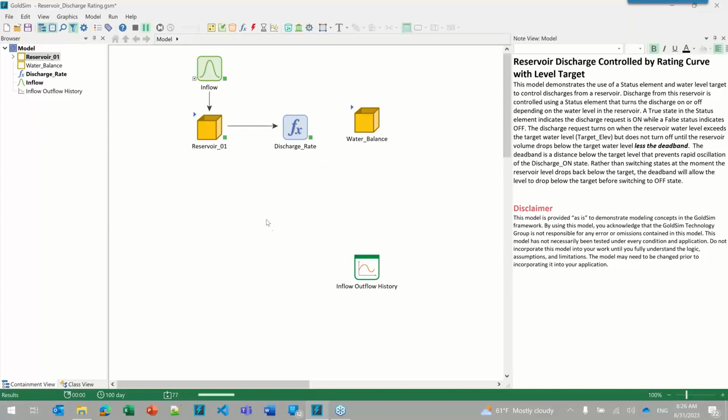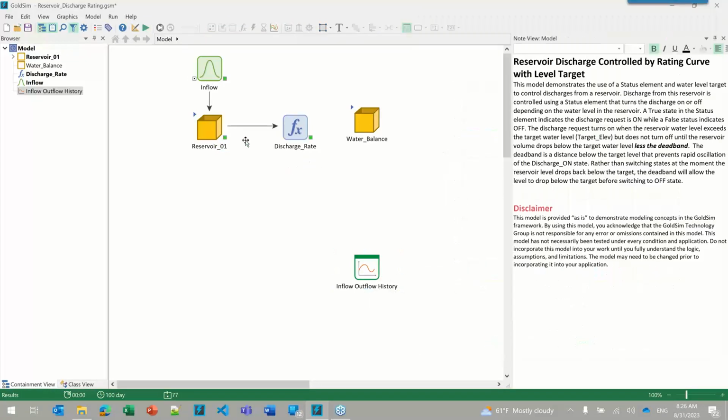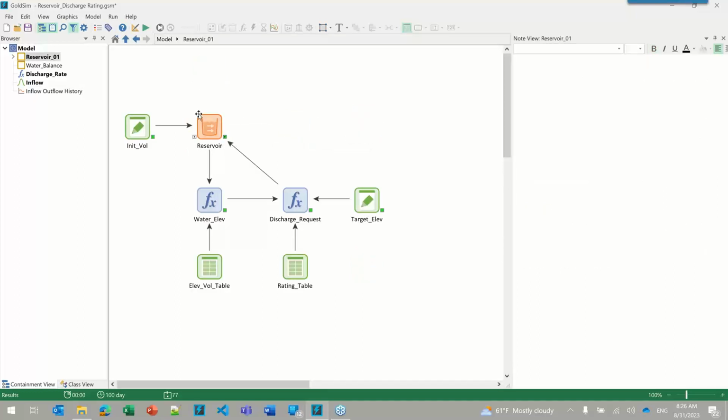Okay, so this model will be operating the same. If I run this, we get the same result. There it is. And you can see now we can see where the water's going. The water goes from here to here and then to here. And our request is still something else.